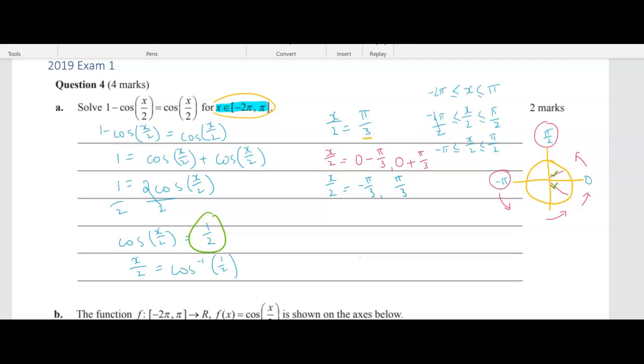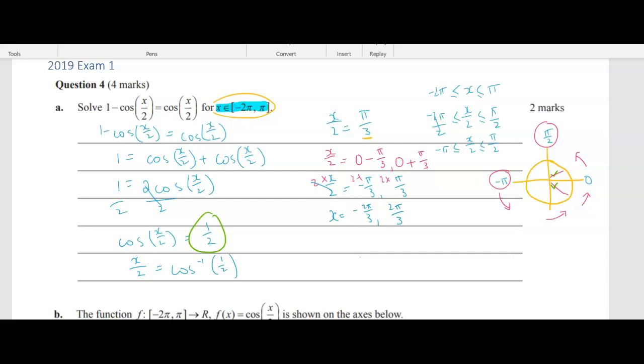So to get rid of the 2, we multiply by a half. Oh, whoops. No, we don't. Why did I do that? We multiply by 2. All right, so we multiply everything by 2. So that means we're left with now x. So x equals negative 2 pi on 3 and 2 pi on 3 within that domain that we were given.